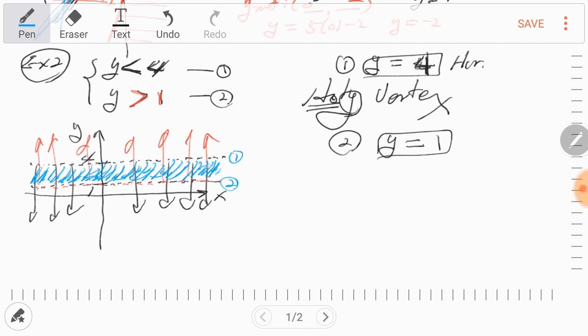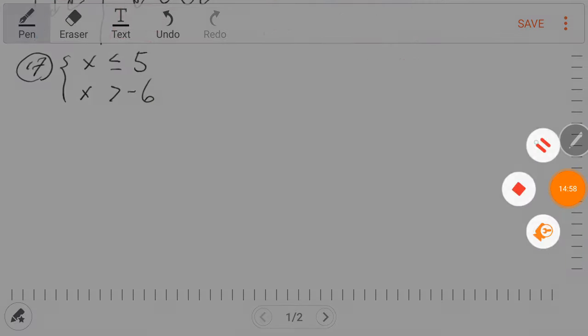How about all the numbers on the horizontal line, are they also solutions? No, because there's no equal sign, so we don't include the numbers on the line. Okay, so this is the solution of this system of linear inequalities.